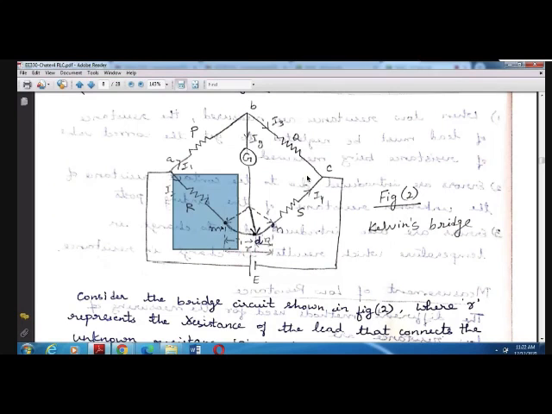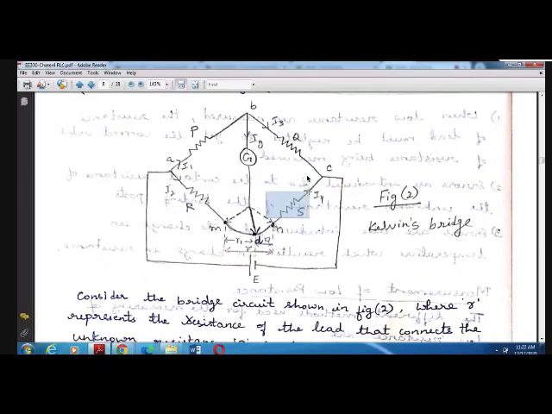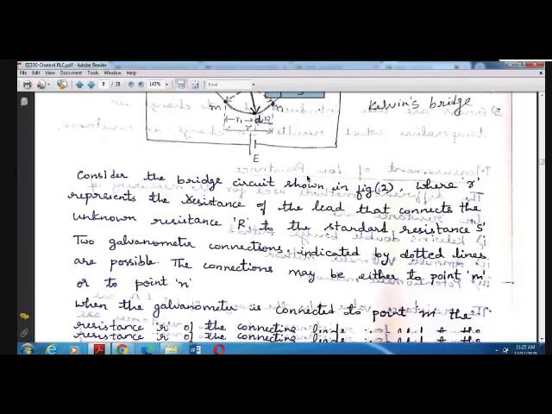it will become R plus R1, whereas the resistance value in the arm CD, what was there initially was only S, now since this lead resistance value is divided and added, it will become S plus R2. So that is what we have written here.